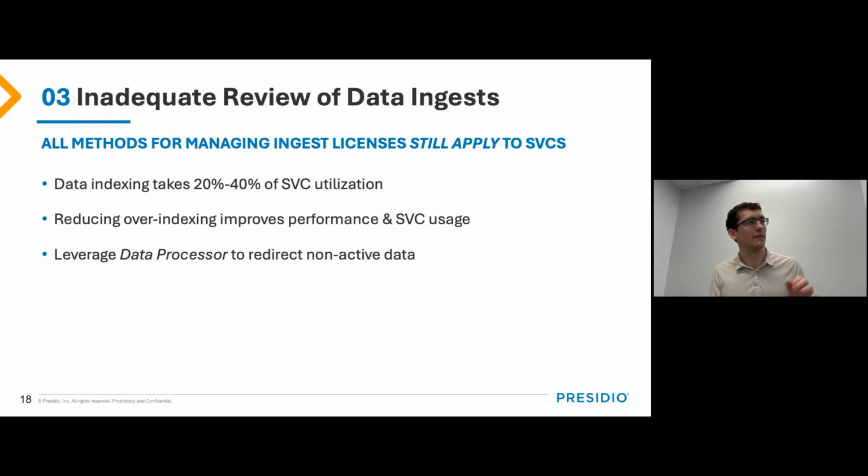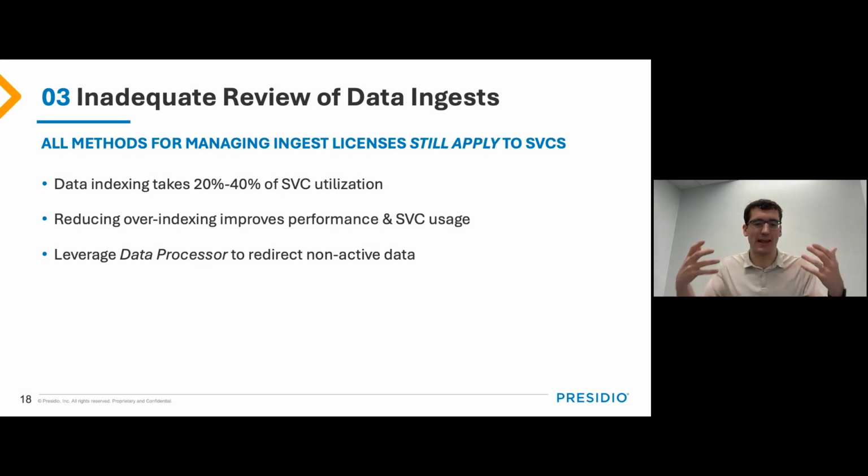So lastly here, we have inadequate review of data ingest. Data indexing takes around 20 to 40% of your SVC utilization. I'm sure in some places it's lower and some places it's higher, but this is a rough estimate. So reducing over-indexing improves performance and SVC usage. There we go.